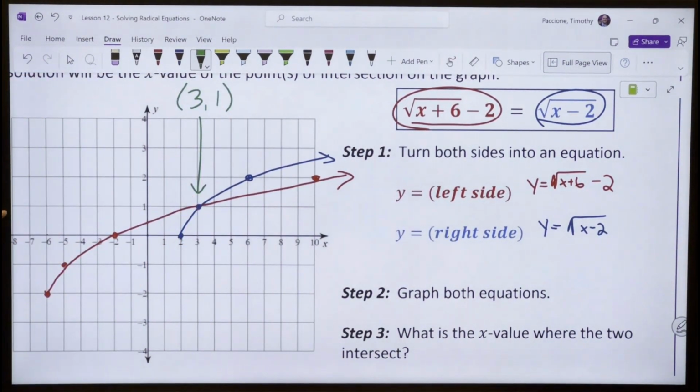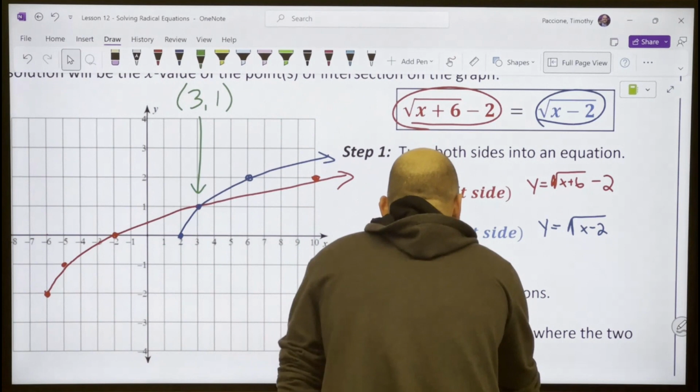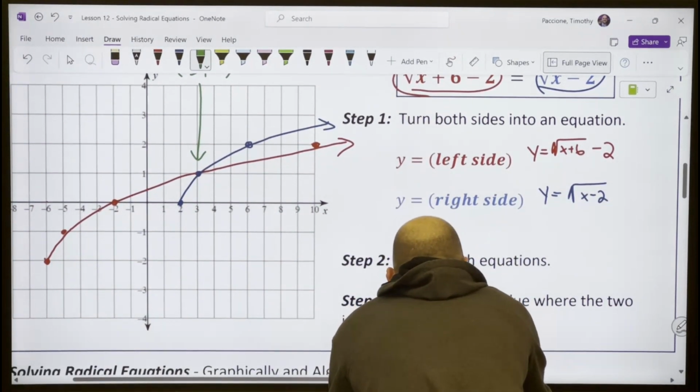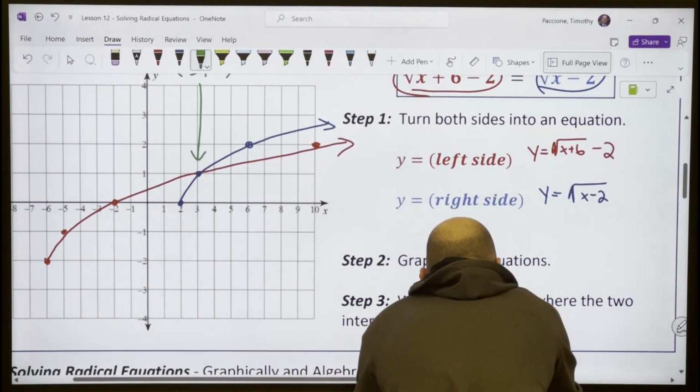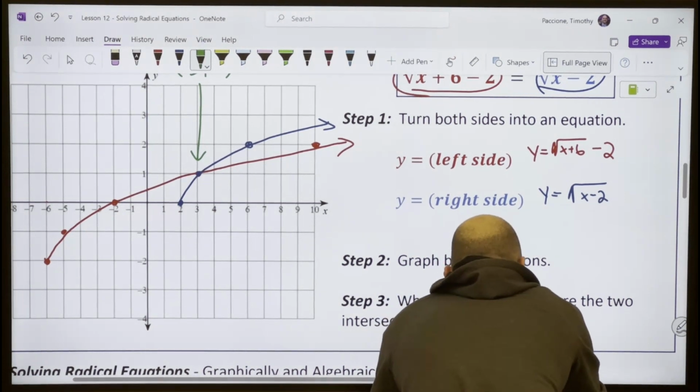Now, great, that's a good point. But what were we looking for? An x value that makes it true. Which one of those is an x? 3. So it turns out we only needed that part. And our answer is x equals 3 makes this true. That's our solution.